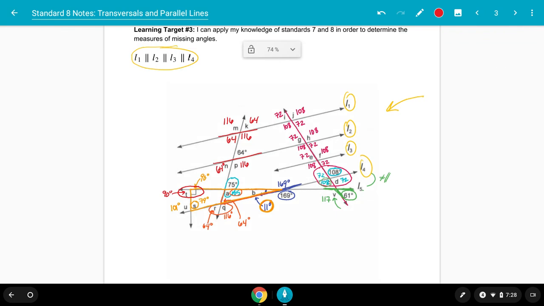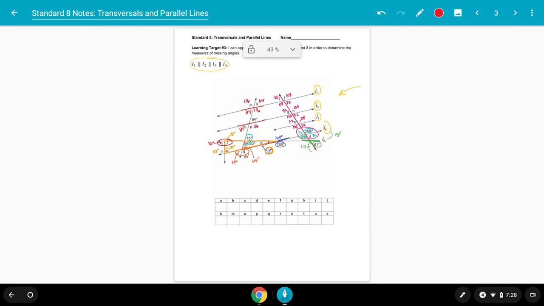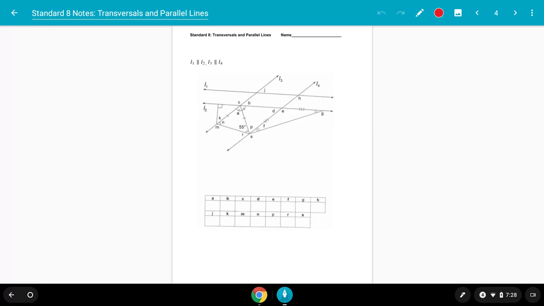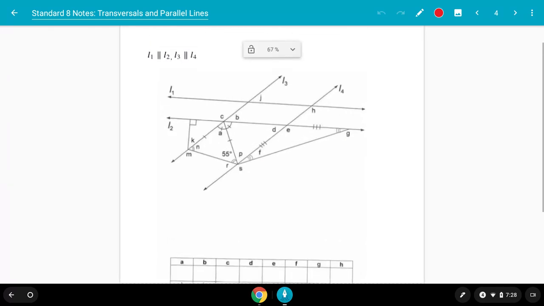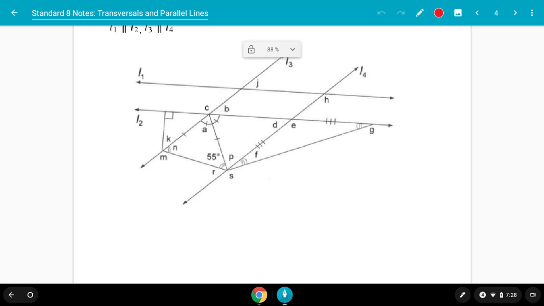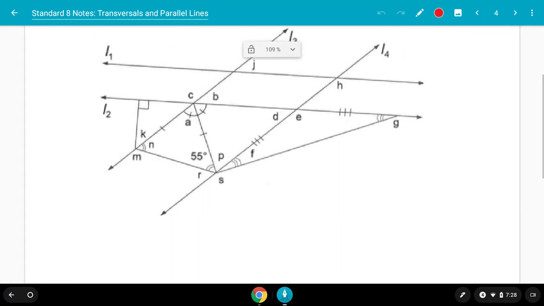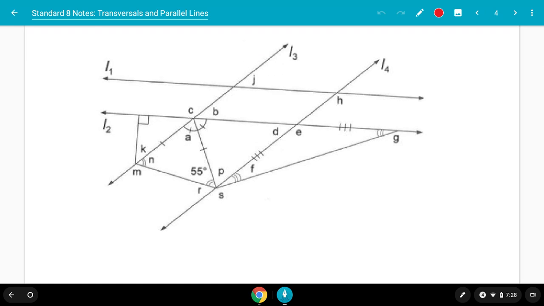Now what you have to do is find all of the answers, all the variables up here, and transfer them into this handy dandy little table. The next one I'm going to get you started on, but I'm not going to finish it for you. And then the third one you're going to have to do on your own. Oh man, this is good. All right, where do I start? Where should I start? I only see 55 degrees.